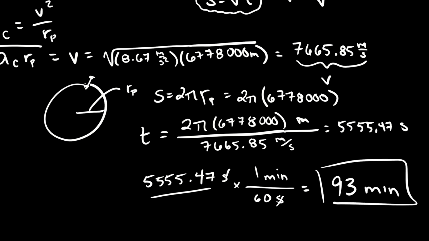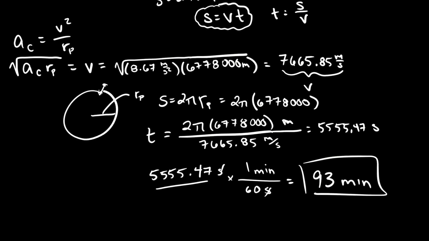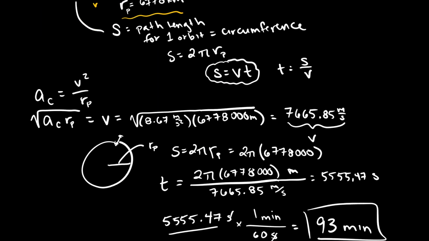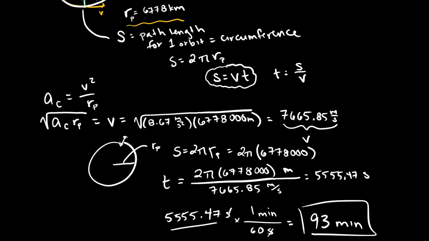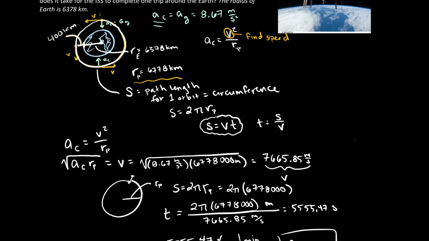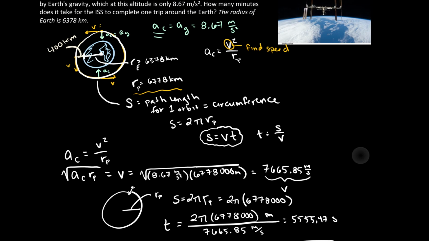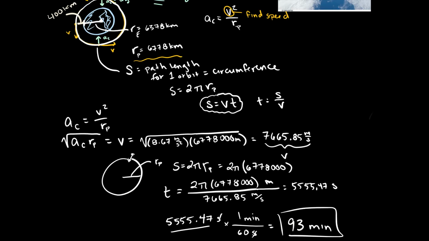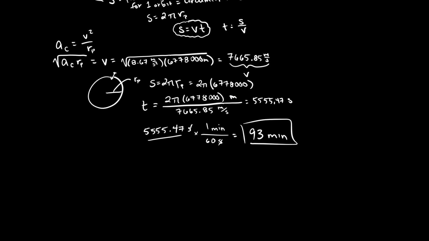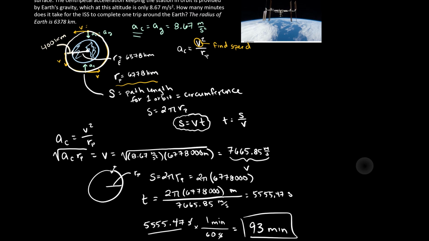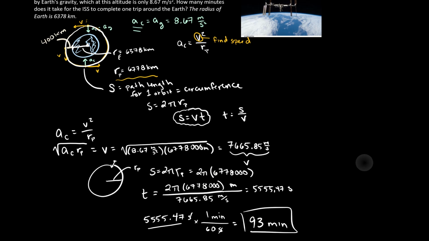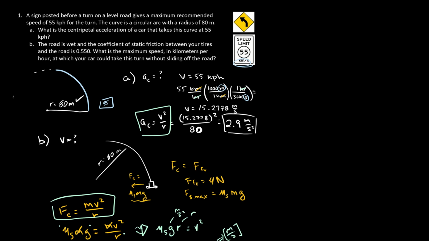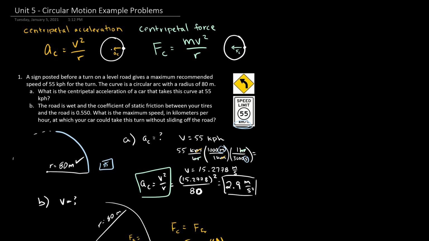And if you Google this, that is actually what you would also find. You could Google this answer as well. But the fun thing is, knowing the altitude and the gravitational acceleration at that altitude, you can mathematically determine the amount of time it takes the ISS to complete one trip around the Earth. So those are 2 examples using our equations for uniform circular motion. Hopefully this was helpful.